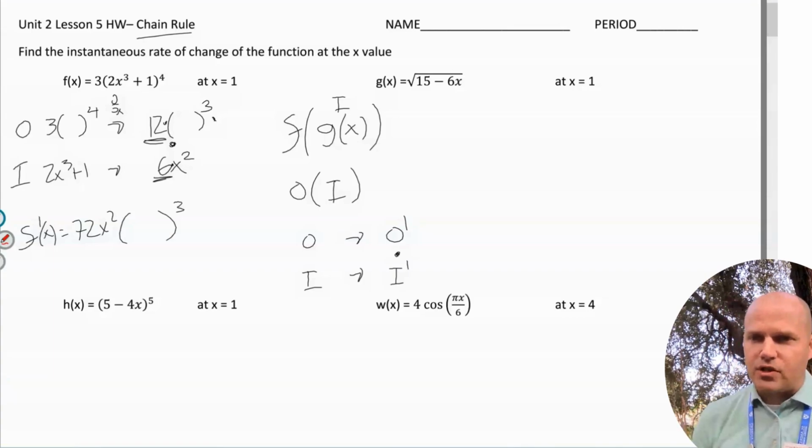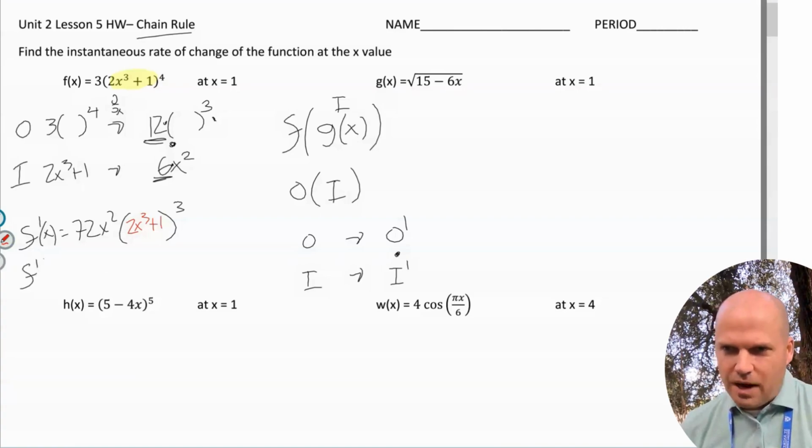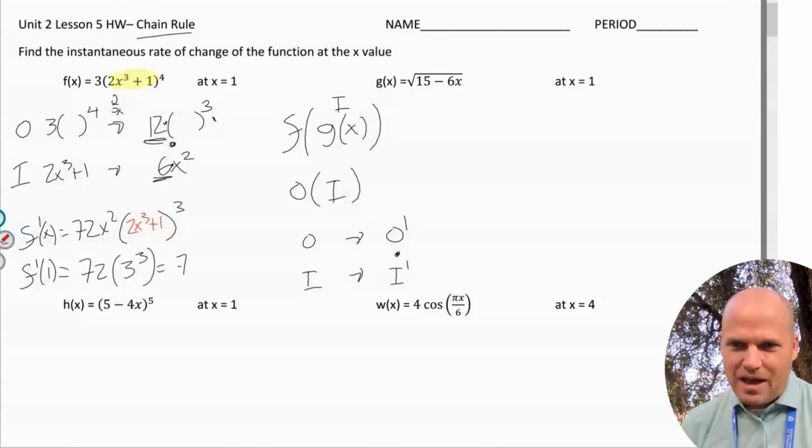Now, what goes in parentheses? We like to say Vegas. Whatever starts in the parentheses stays in the parentheses. The outer function was 3, 2x cubed plus 1 to the fourth, so 2x cubed plus 1. And now we plug in 1, and my slope of this function at 1 is 72 times 3 cubed. I'm not going to do the math. I'm just going to say it's 72 times 27.